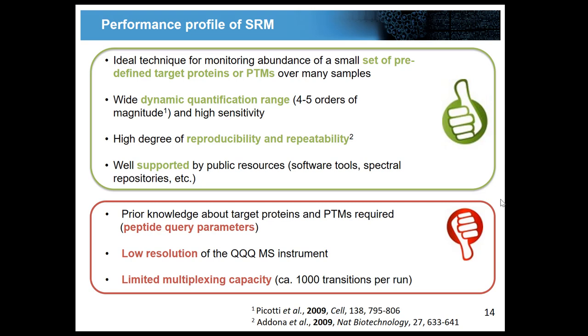what these peptide query parameters actually entail. We have a low resolution of the triple quadrupole instrument, so when you are interested in quantifying peptides that have very, very similar masses, then this might be a problem with SRM, as you lack this high resolution. And you also have this limited multiplexing capacity, so 1,000 transitions in this range is what you can achieve with a reasonable upfront analysis time.